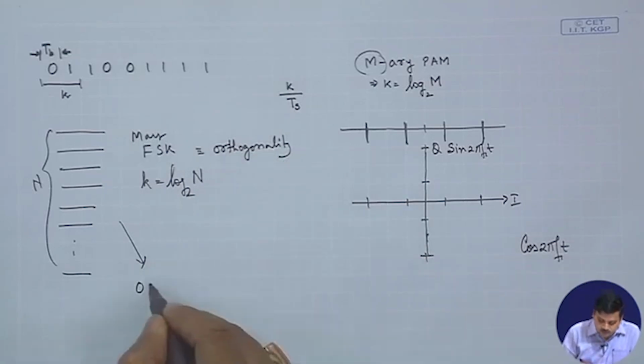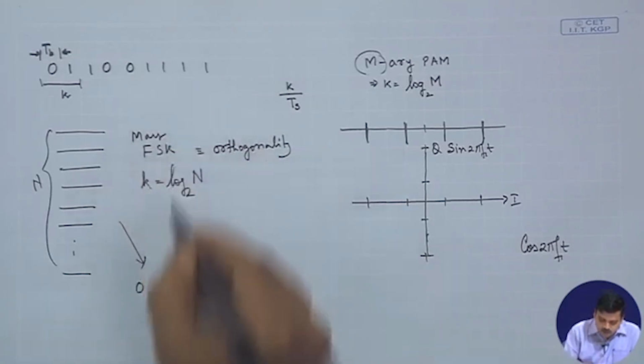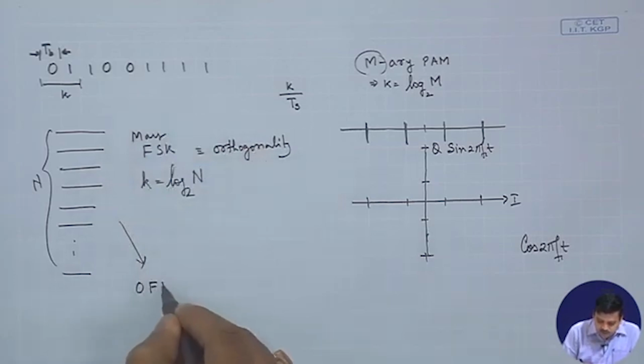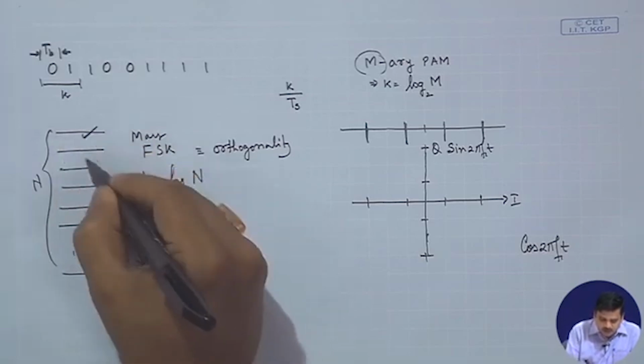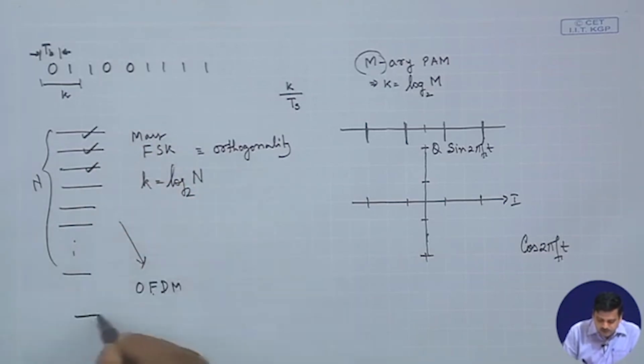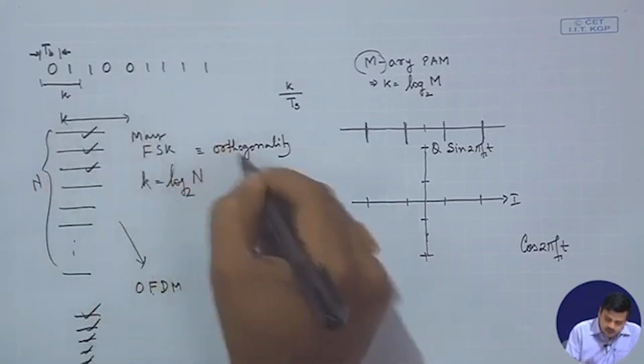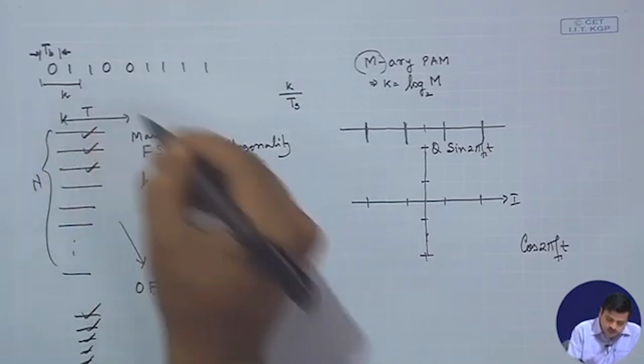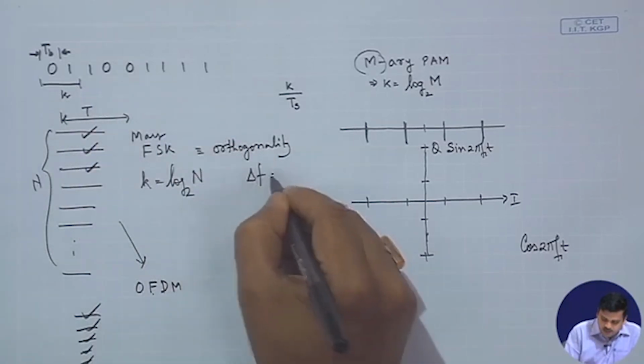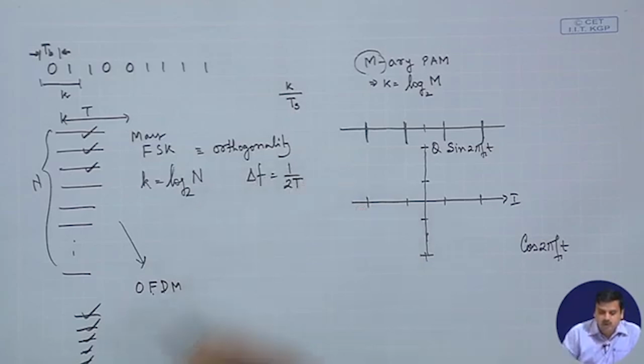And then we took this orthogonal FSK, and instead of doing FSK, we did frequency division multiplexing, because then instead of selecting, we sent across everything. That means, if these are the frequencies, we would send across everything. And the condition for orthogonality that we had obtained is delta f equal to 1 by 2T. That is what we had obtained over there.